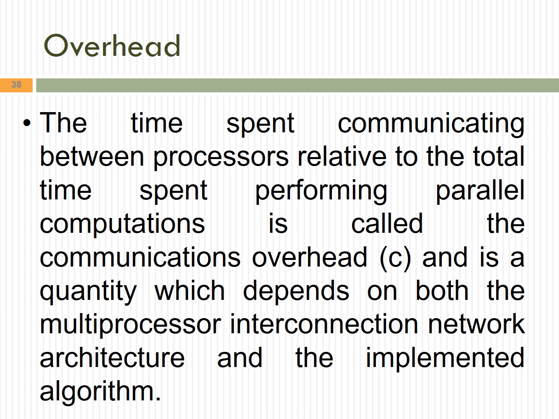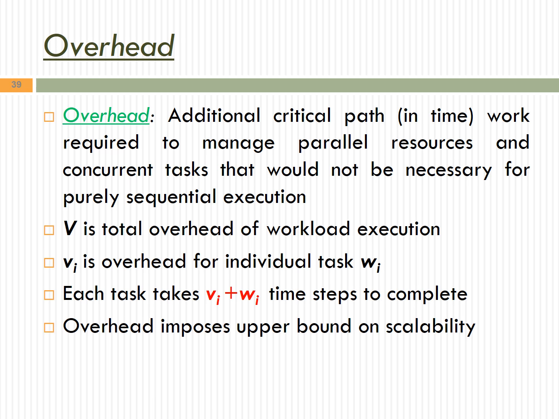Overhead. The time spent communicating between processors relative to the total time spent performing parallel computation is called the communication overhead (C), and is a quantity which depends on both the processor interconnection network architecture and the implemented algorithm. Overhead is additional critical path time and work required to manage parallel resources and concurrent tasks that would not be necessary for purely sequential execution.